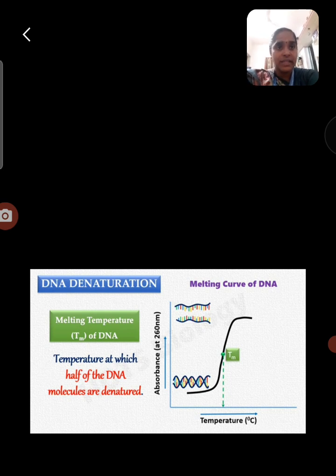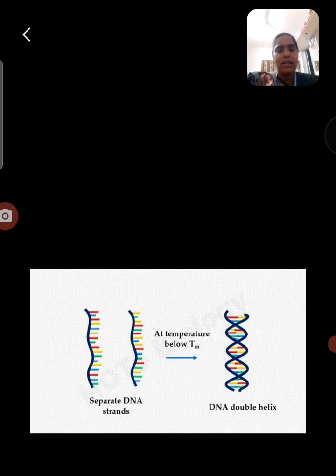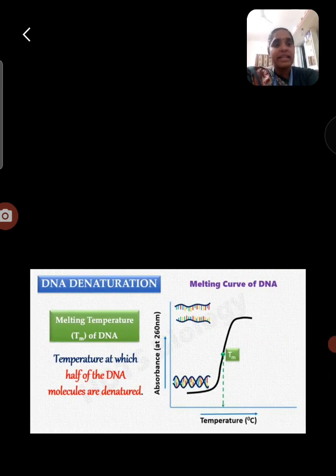So here we can say that as the temperature of DNA increases, DNA molecules melt and the two strands are separated. Also, as DNA becomes single stranded, its absorbance increases. The temperature at which half of the DNA molecules are denatured is called the melting temperature of DNA. That means at this temperature, half of the DNA molecules present in the solution will be single stranded and the other half will be double stranded. The melting temperature is found at the midpoint of the melt.